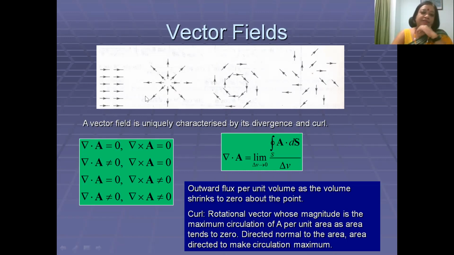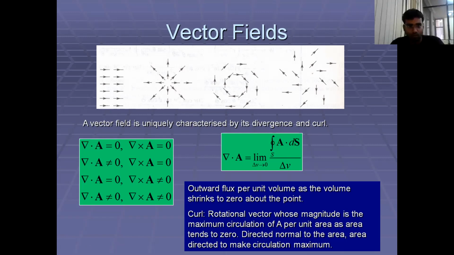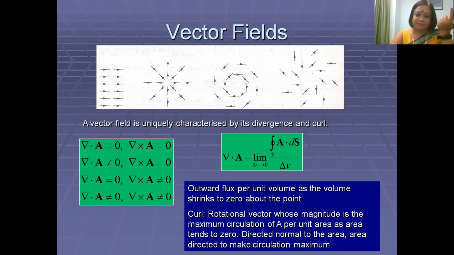So here I have 4 different kinds of vector fields. Look at the first vector field. Let us imagine that all these are vector fields of an arbitrary quantity A. A is a vector. Look at the first figure. What is the divergence of A in this field? Zero. What is the curl? Curl will be 0. So the moment I tell you that I have a field which has 0 divergence and 0 curl, you know that this is how the field lines look like.